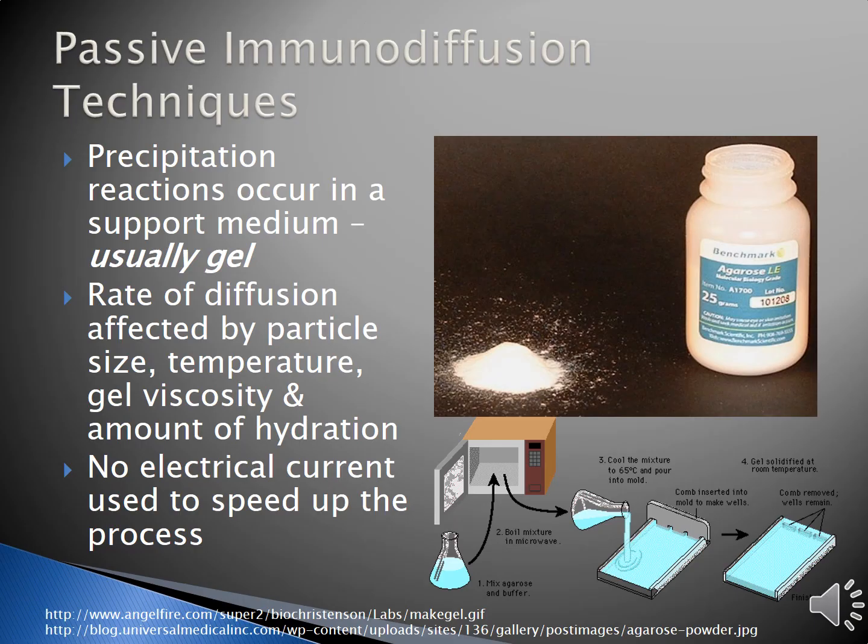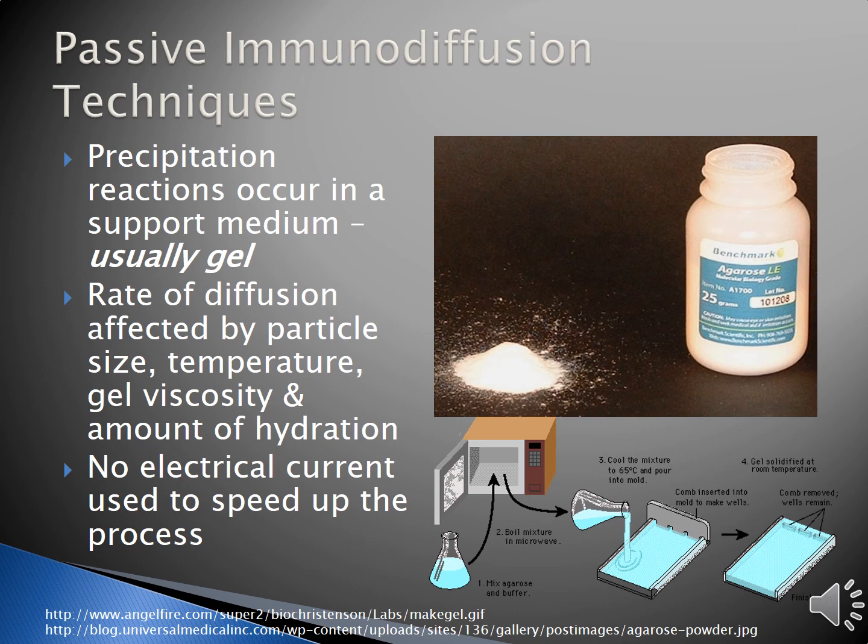When we talk about precipitation testing, particularly in a gel media or agar, we are talking about passive immunodiffusion. So when we think about gel, we want to think about passive immunodiffusion techniques. A couple of things to take away from this precipitation method, especially in these passive immunodiffusion techniques, is that depending on the gel medium, how thick it is, how light it is, will determine the rate of diffusion.